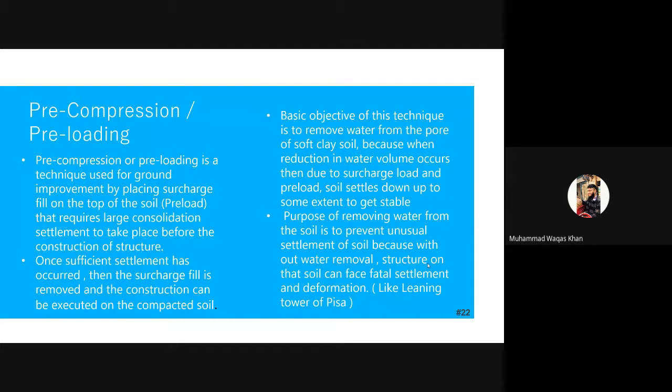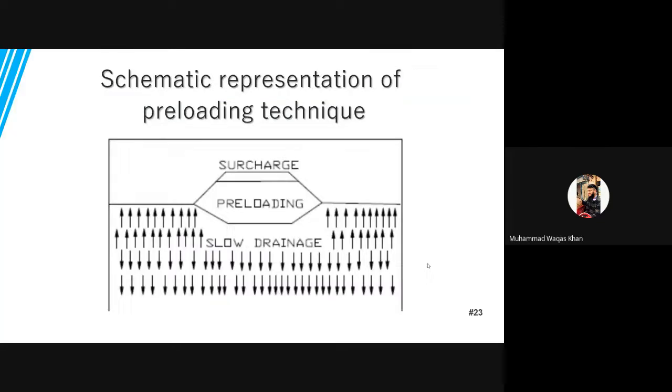The purpose of removing water from the soil is to prevent unusual settlement of soil, because without water removal, a structure on that soil can suffer fatal settlement and deformation. Like you can see the live example of the Leaning Tower of Pisa. Here is a pictorial representation of a surcharge or preloading. A surcharge weight is placed on the soil layer and slow drainage takes place. And after the settlement, a structure is constructed on the soil layer.